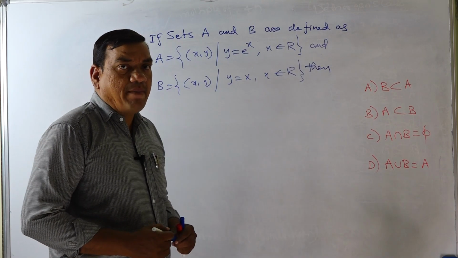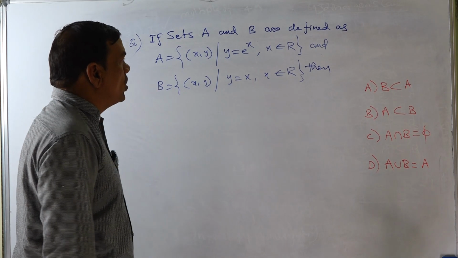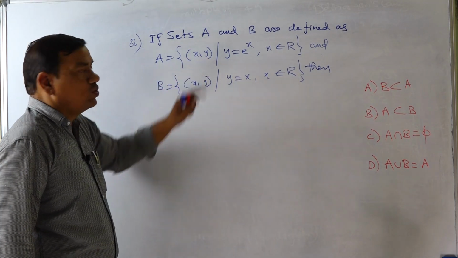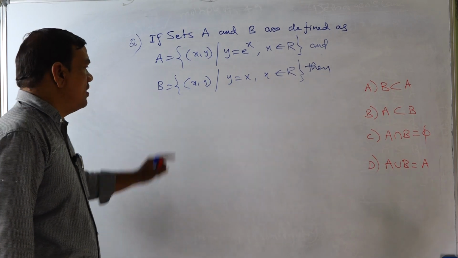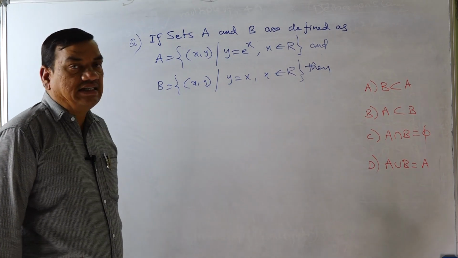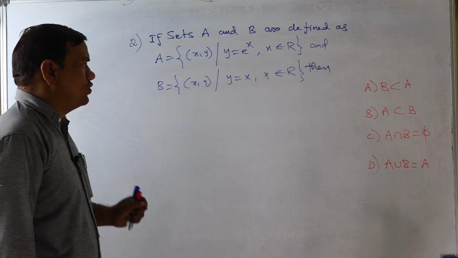Dear students, welcome back to the second problem. If sets A and B are defined as A is equal to the set of (x, y) such that y is equal to e power x, where x belongs to R, and B is a set containing the elements (x, y) such that y is equal to x, where x belongs to R, right.